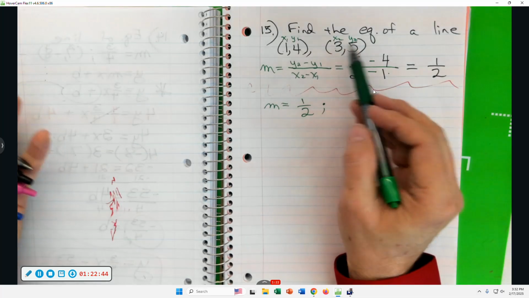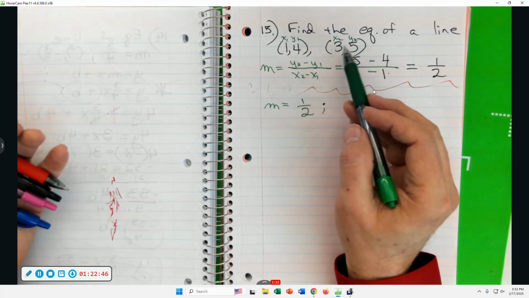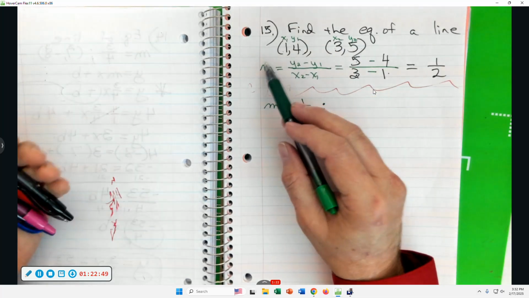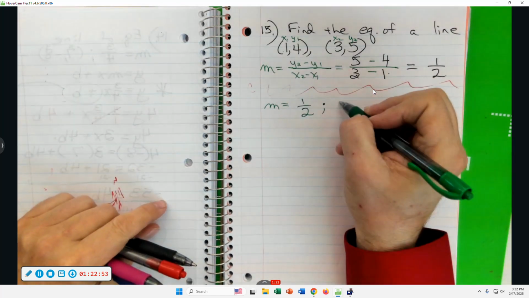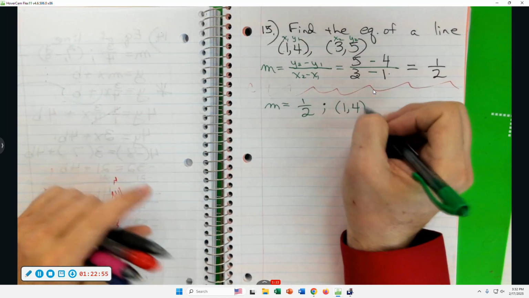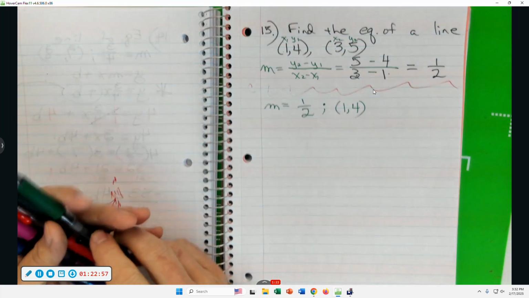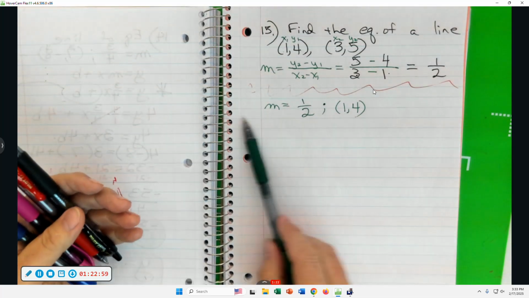But I'd use the one with the smaller numbers. If there's one that doesn't have any negatives, don't use the negatives. But it doesn't matter. I'm just going to use 1, 4 because that's the thing I wrote down first. So now this is just like number 14.